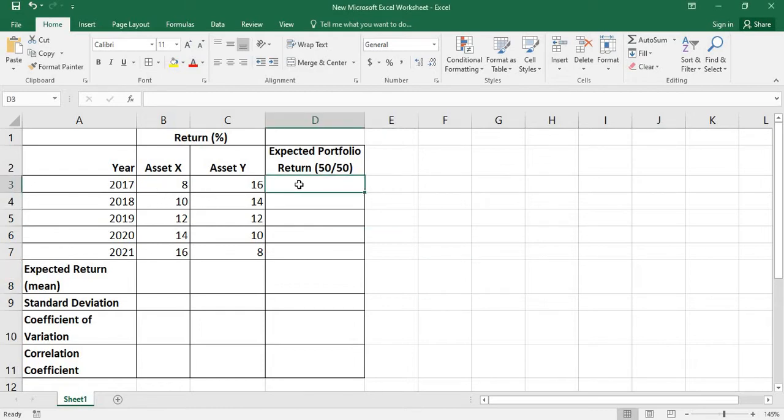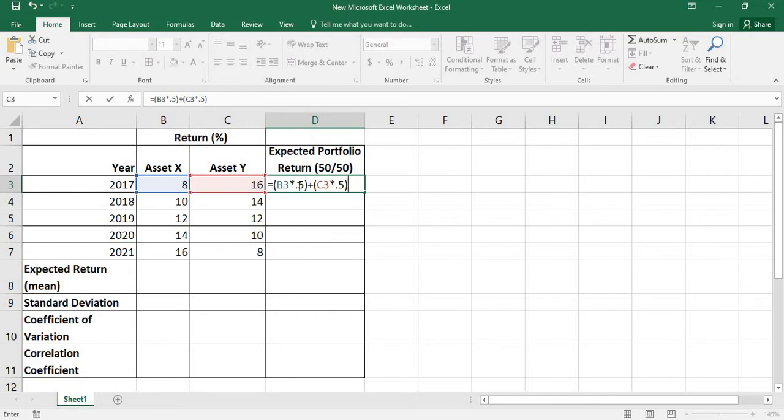Let's start with expected portfolio return. So first insert equal sign, then bracket, then select return of asset X for 2017, then multiplication into 0.5. Close your bracket, plus bracket again, then return of asset Y into 0.5, bracket close. So the B3 indicates asset X return for 2017 and C3 indicates asset Y's return for 2017.